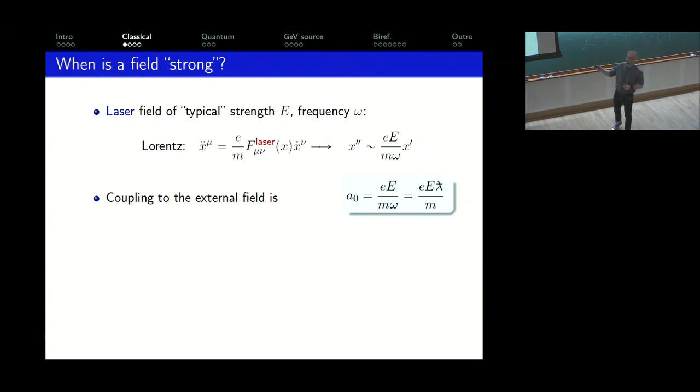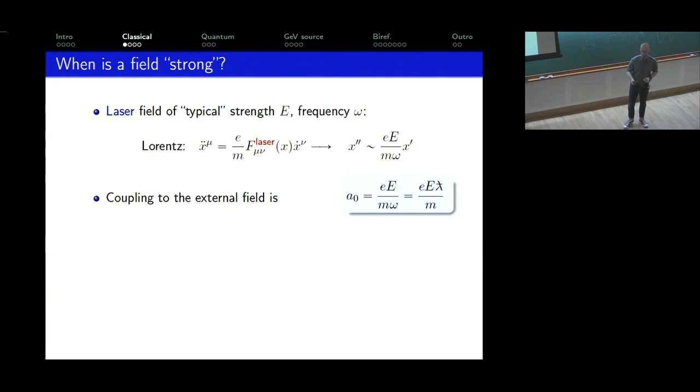Let's take this equation and make it dimensionless. So I measure time in units of the inverse laser frequency. That's the natural scale. Then the Lorentz force equation looks roughly like this. Okay? And you've got this dimensionless coupling parameter here, which describes the strength of the interaction between the particle and the laser field. It's called a0, the dimensionless intensity parameter. So it's charge over mass, field strength over frequency. Or if you want, charge over mass, field strength times laser wavelength.